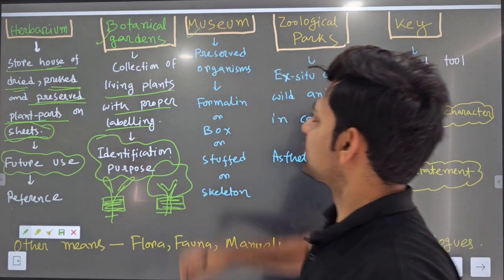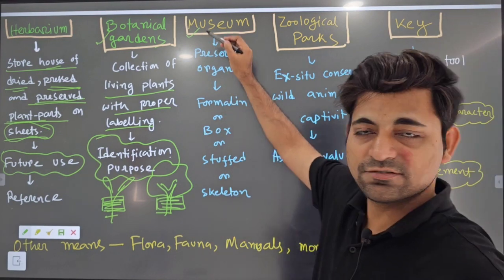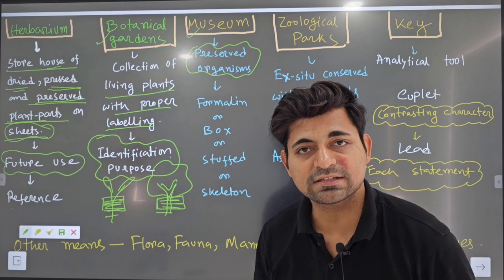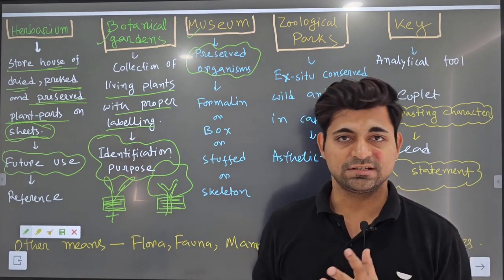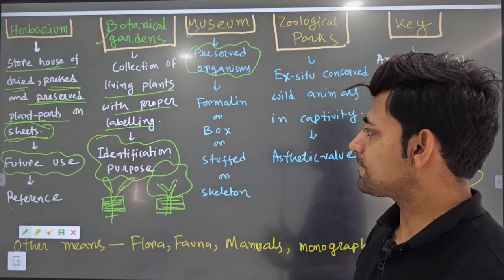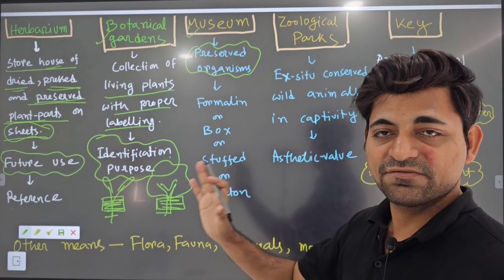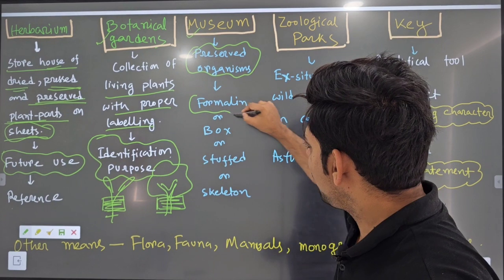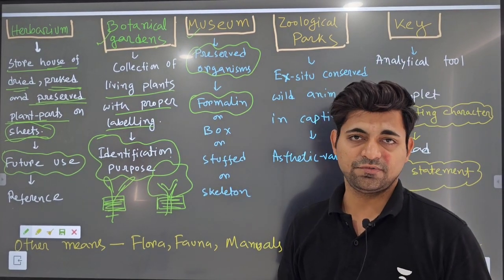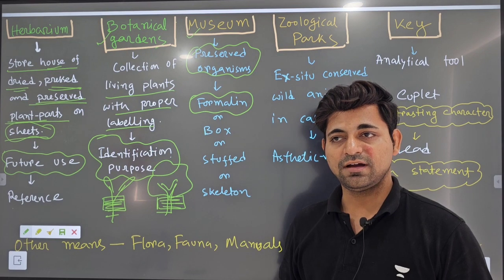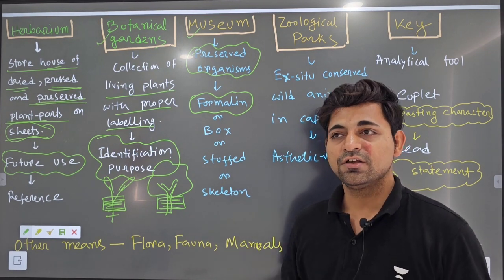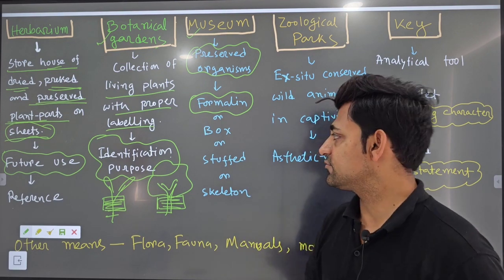Now museum, what is a museum? We all know that museums hold preserved organisms, preserved skeletons, preserved fossils. Now how to preserve these organisms? They are not alive, they are all dead. In formalin, a 70% formaldehyde solution, you can preserve organisms. After some time we need to change the formalin solution and add some fresh formalin. So dead bodies can be preserved in this way.